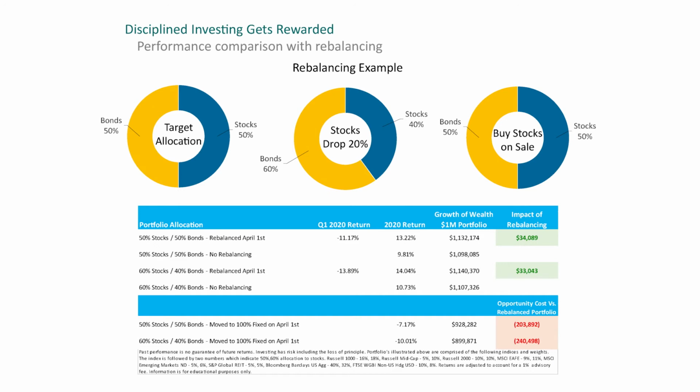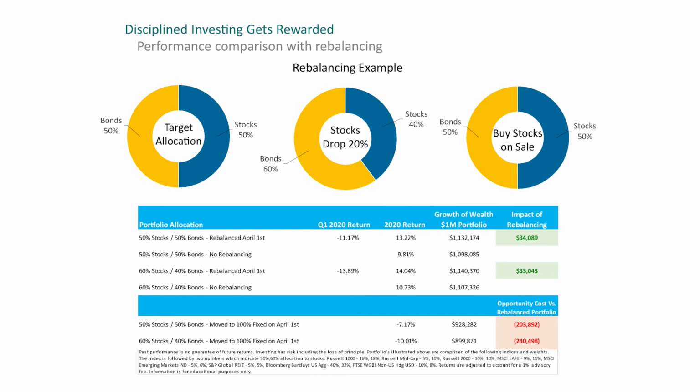However, that same 50-50 portfolio with no rebalancing at all, just sticking through that same portfolio all the way through the year, would have only had a 9.81% gain on the year. And that is a difference of almost 3.5 percentage points on the year. On a $1 million portfolio, that's a gain of $34,000. We see the same thing just below that for a 60-40 portfolio, and that the results in a 3.3% difference in gain through rebalancing.